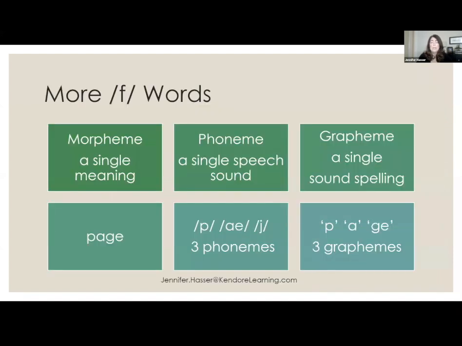At a smaller level, we have a morpheme, which is that smallest unit, that single meaning; the phoneme, that smallest unit of sound; and then a grapheme, which is that single sound spelling. It can be composed of one letter or two letters or three letters, but it's at that sound level. If I hear a sound, how am I going to take that sound and represent it with letters? Those are important to know because in reading instruction we are always talking about these three categories.